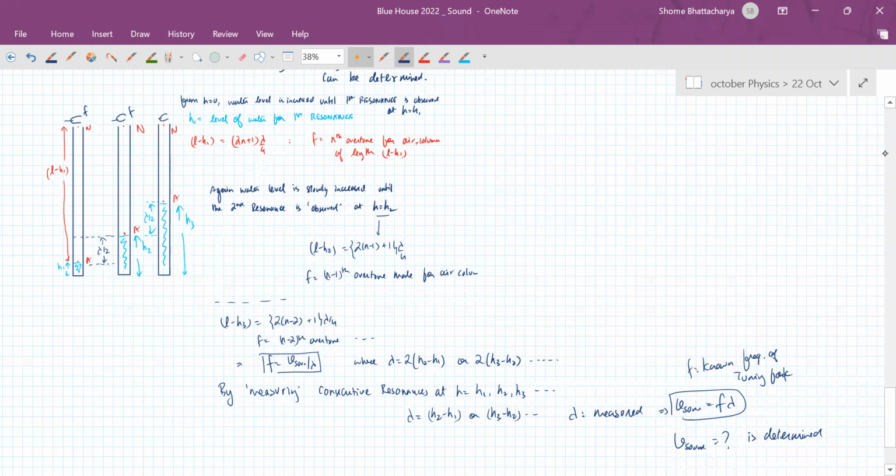Sir, it will be h2 minus h1 by 2, no? No, sorry, lambda by 2 is equal to h2 minus h1.